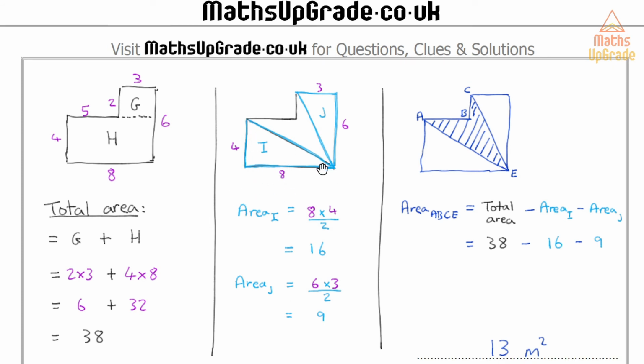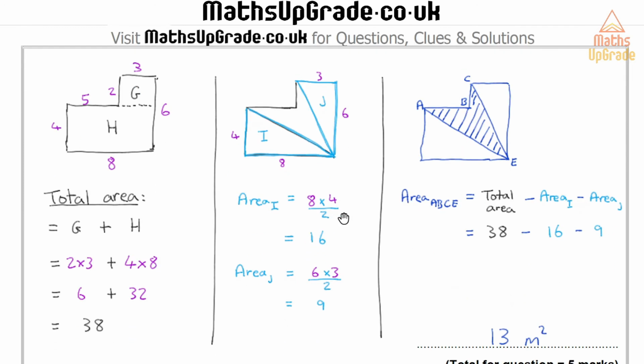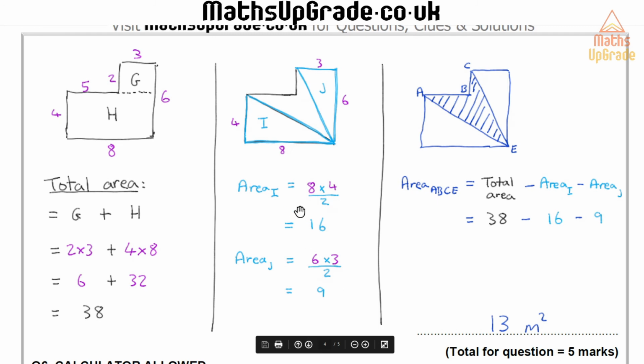Okay, so the area of triangle I. Well, the area of any triangle is the base times height divided by 2. The base of the triangle is 8. The perpendicular height is 4. It's at right angles, remember, they're all right angles. So that gives me 8 times 4 divided by 2. The area of I is 16. The area of J, in a similar way, 6 times 3 divided by 2 is 9. So there's the area of the two triangles.